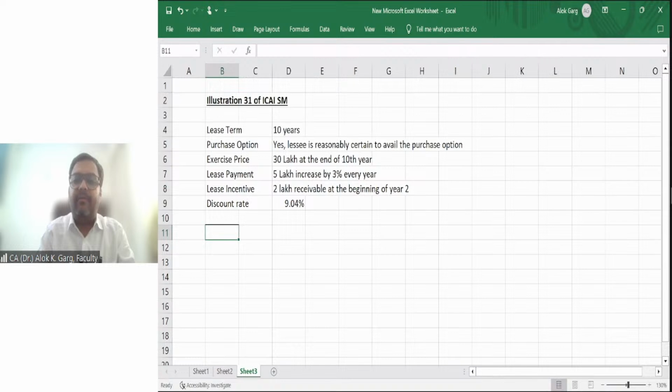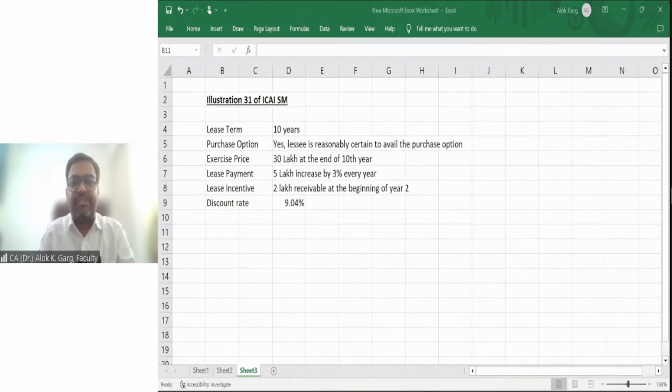Now, what else is given in the question? It is given that the first annual payment is 5 lakh with an increase of 3% every year thereafter. Is it given whether the payment will happen at the beginning or at the end? Initial term is 10 years, and company EFG has an option to purchase the property at the end of the lease term. The first annual payment is 5 lakh.